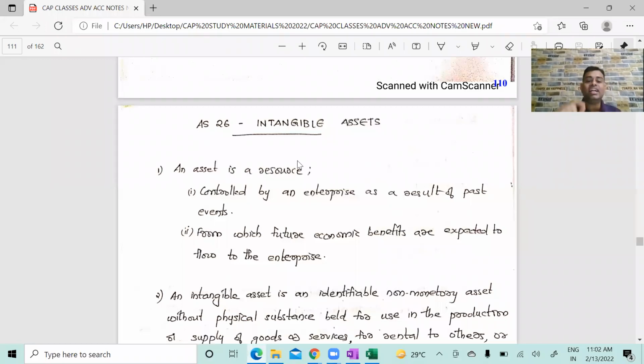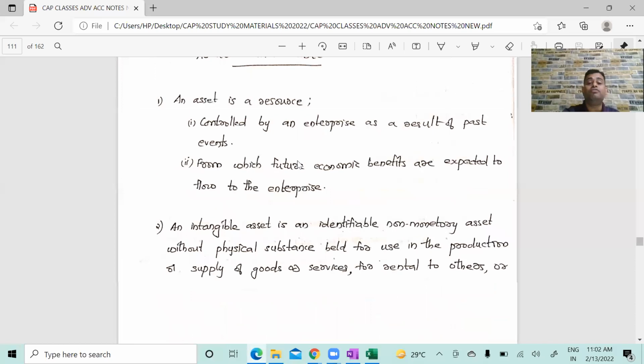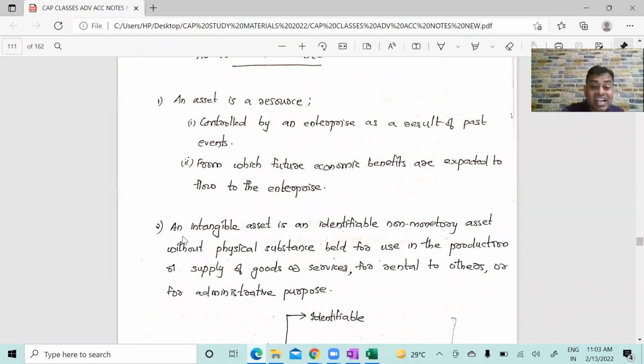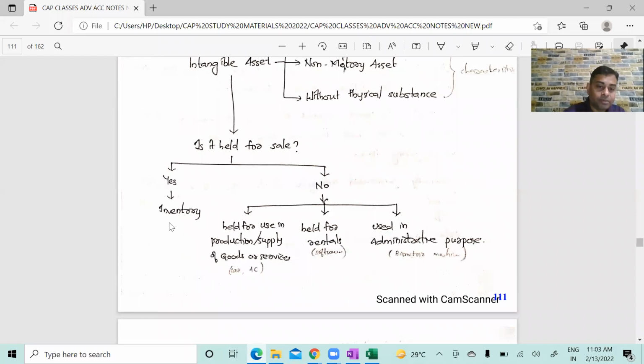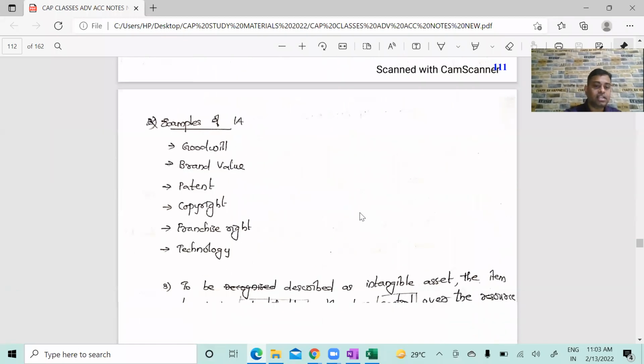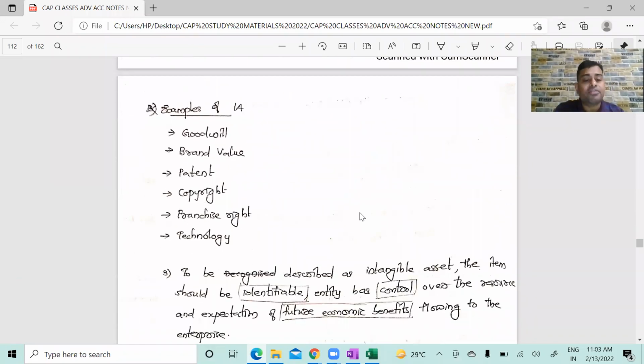An asset is a resource controlled by the enterprise from which future economic benefits are expected. What is an intangible asset? It is an identifiable non-monetary asset without physical substance. Is it held for sale? Yes, then it becomes inventory. If no, then it might be used in administration, for giving on rentals, or in supply or production of goods and services. So it is a non-current asset. This is in AS 10. Examples: goodwill, brand value, patent, copyright, franchise right, technology.